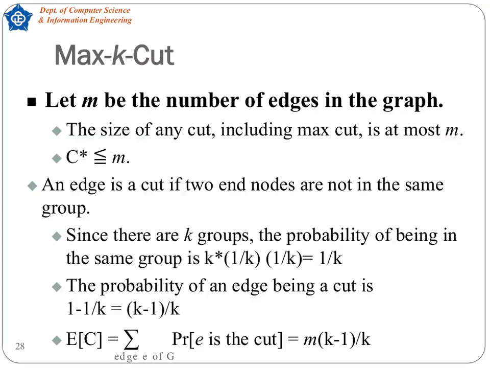Finally, we come to the expected value of C, which represents the total number of cut edges. This value is simply the sum of the probabilities that each individual edge e is a cut. Since we have m total edges and each one has a probability of k minus 1 over k of being a cut, the expected number of cut edges is straightforward. It's m multiplied by k minus 1, all divided by k. This gives us a powerful metric for the goodness of our random assignment.